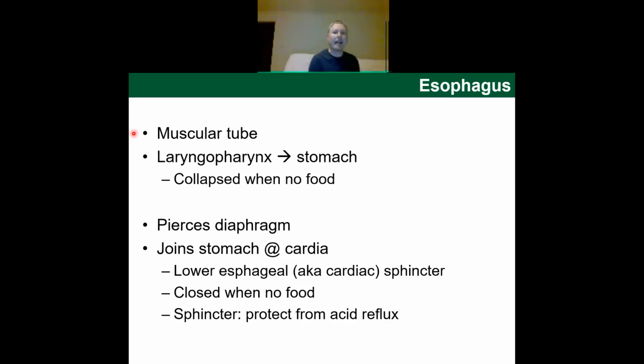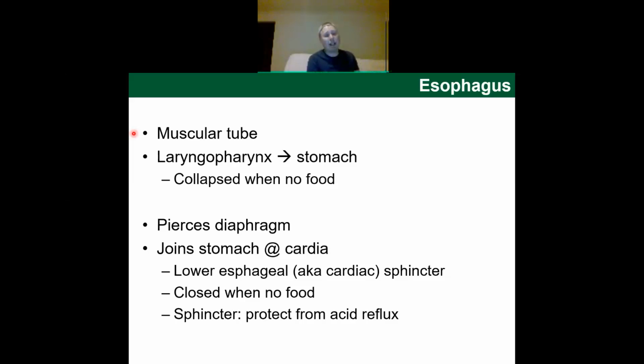It is nothing else but a muscular tube as part of the digestive system. It does no absorption whatsoever. It does no digestion whatsoever. It simply transports food from your mouth to your stomach. And that's all it does. It's about 25 centimeters long. And really, like I said, its only function is the transport.